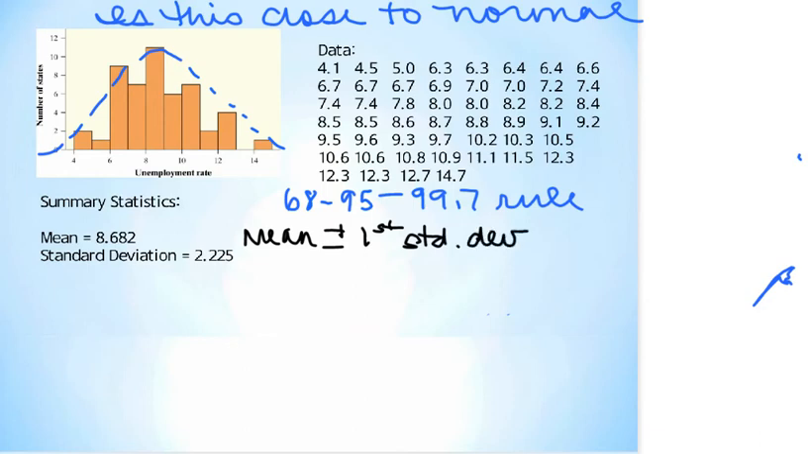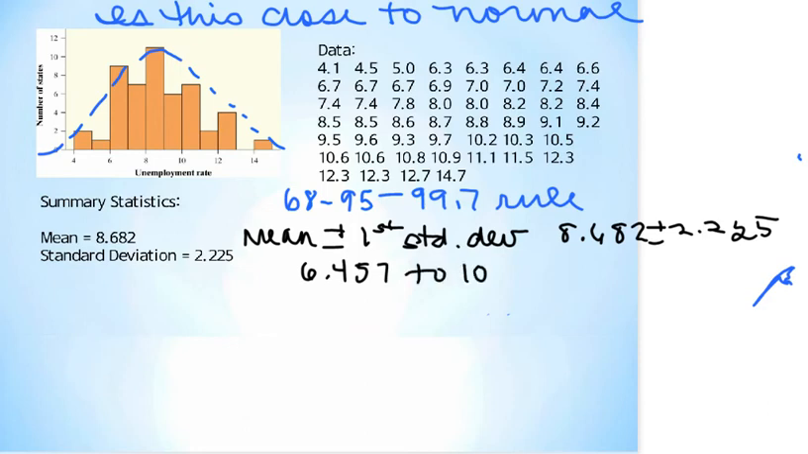Well, mean plus or minus one standard deviation is 8.682 plus or minus 2.225. So what numbers do I get there? Well, 8.682 minus 2.225 is 6.457, so this is 6.457, and if we add it to the top, we get 10.907.